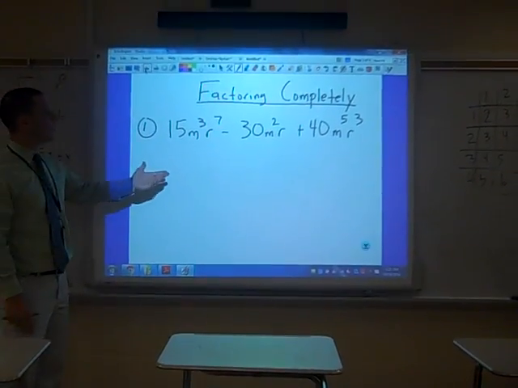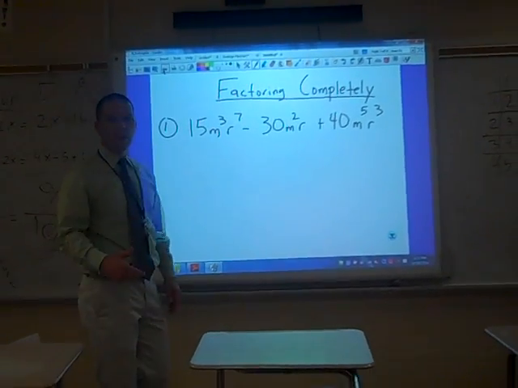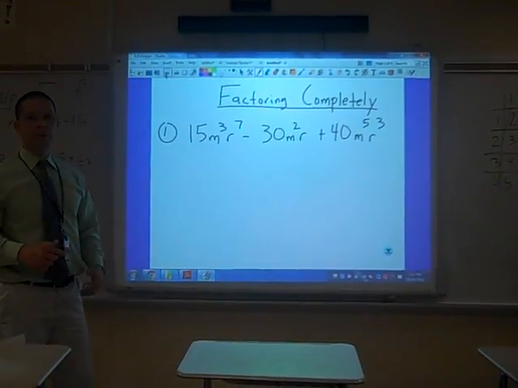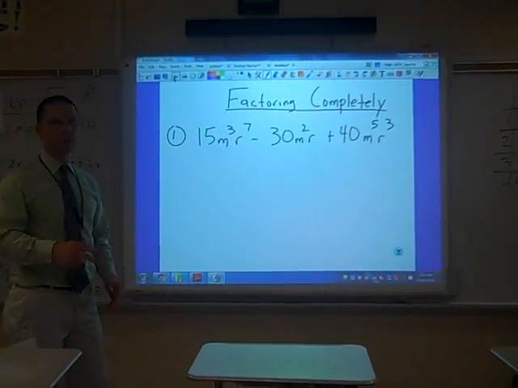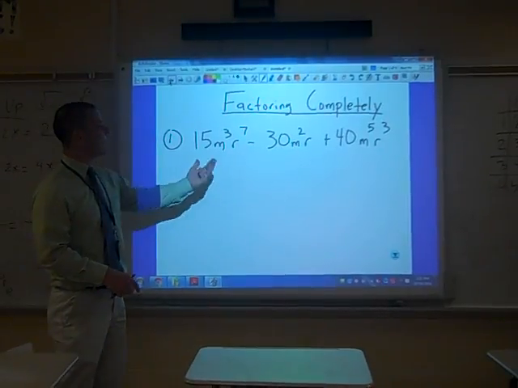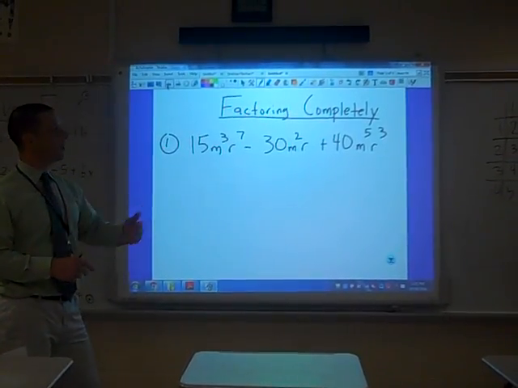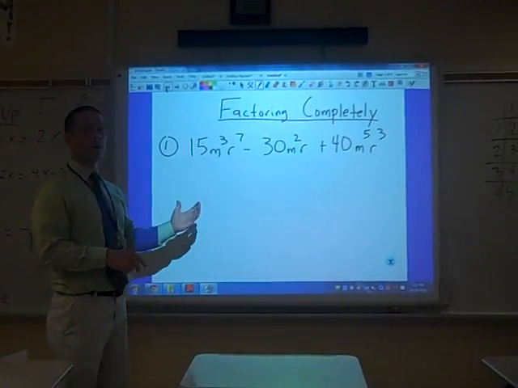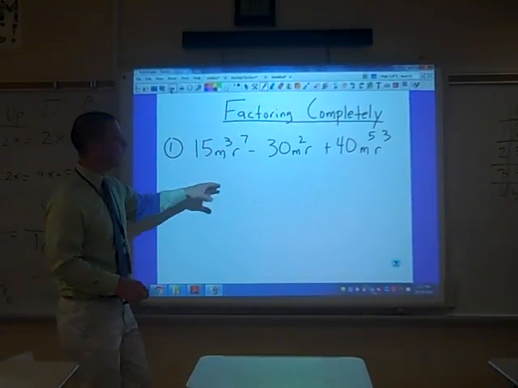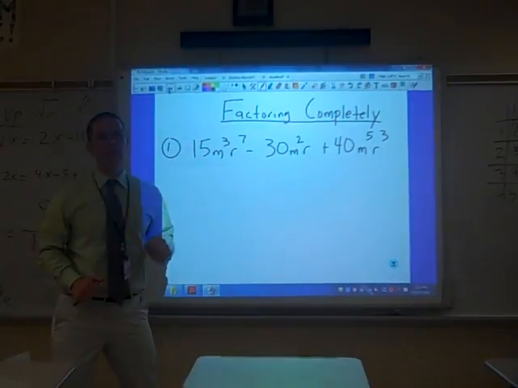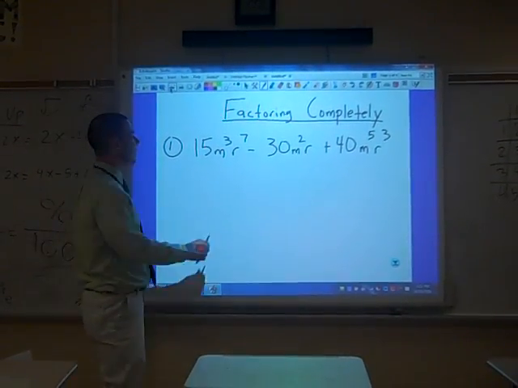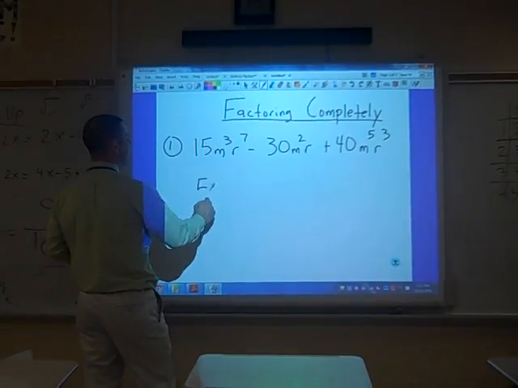So first of all, when we're factoring, we should always look for the greatest common factor first. We'll refer to that as the GCF throughout the rest of this video. So looking at this problem, is there something that all three of those terms have in common? Well, yes there is, and let's look at the coefficients of each term first. 15, 30, and 40. What number divides evenly into all three of those? And that would be 5.